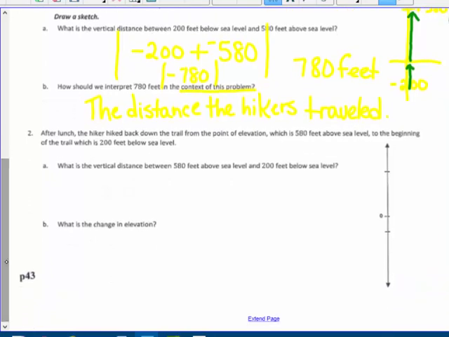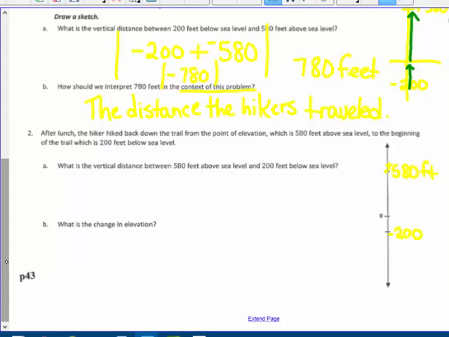After lunch, the hiker hiked back down the trail from the point of elevation, which is 580 feet above sea level, to the point, the beginning of the trail, which is 200 feet below sea level. So here's our nice vertical number line that we can look at, and that's negative 200 feet. This is positive 580 feet.